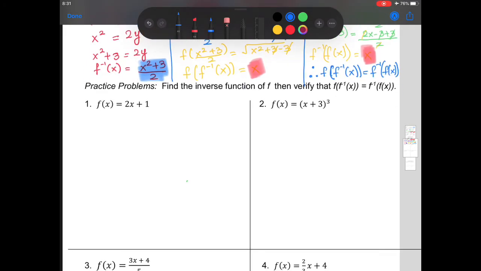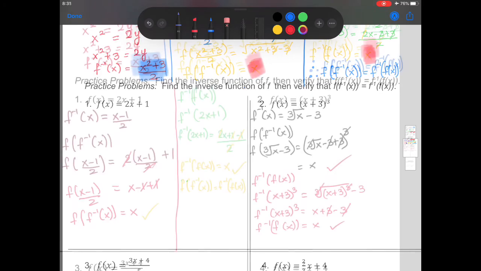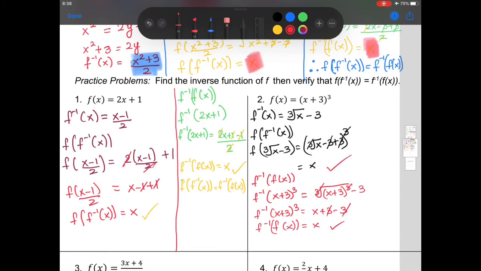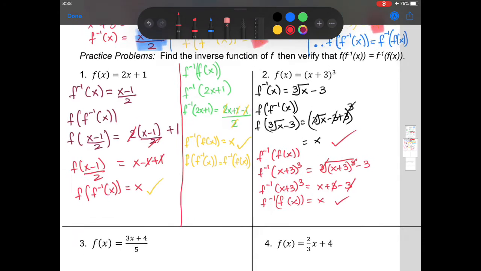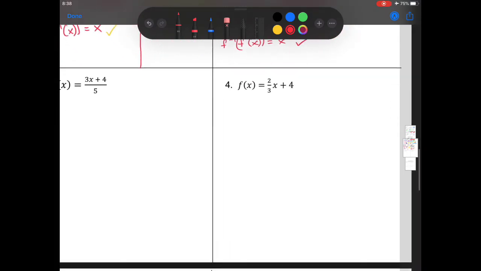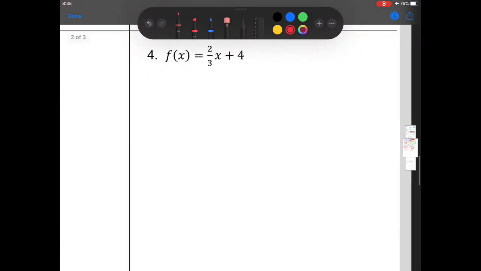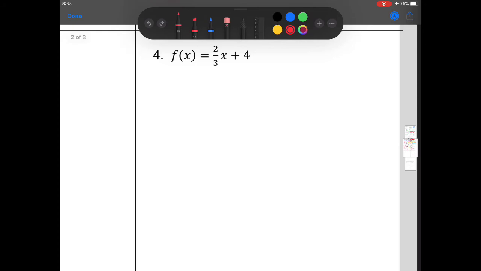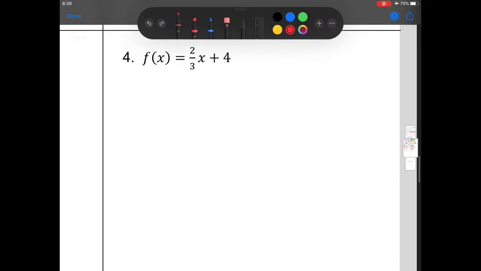So I want you to actually try practice problems 1 and 2. I hope you tried numbers 1 and 2. These are the answers, and first I found the inverse and then I verified it also, right? So I want to do number 4 with you guys. So I'm going to zoom in right here.